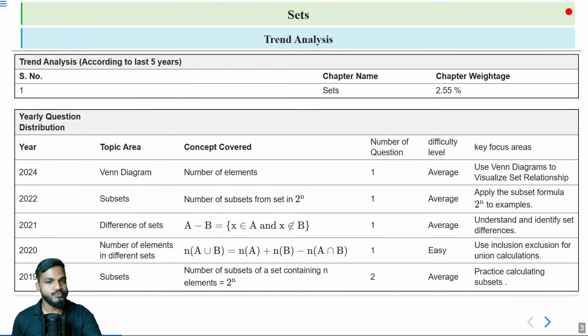And in year 2022, one question came from the topic subsets, based on the number of subsets for the set. There is one question from difference of sets in year 2021, and in year 2020, one question came from number of elements in different sets. Okay, that is your easy type. And in year 2019, the question came from subsets, based on the number of subsets of a set of quantity n.